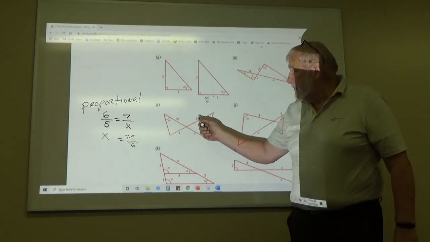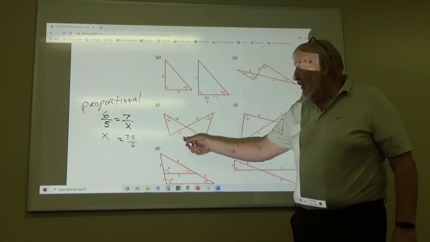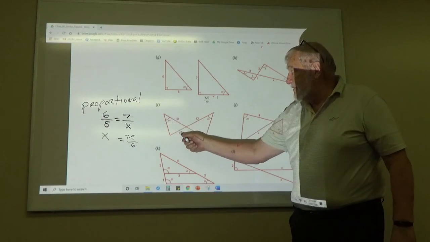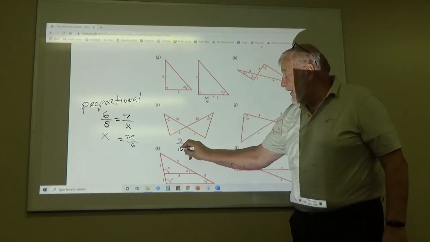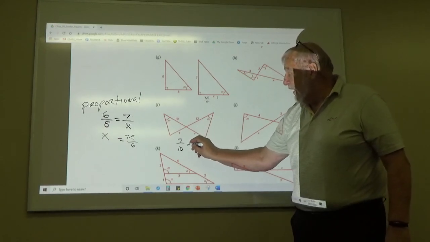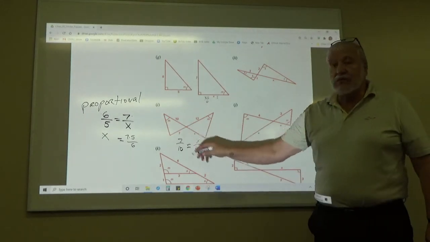If these are proportional, all right, these two are in the same triangle. The 10 is close to the angle, and this is the side opposite the angle. So I'm going to say this is 7 over 10. Side opposite the angle is x over 12, and they're equal. How do I solve it for x? You have to cross multiply.